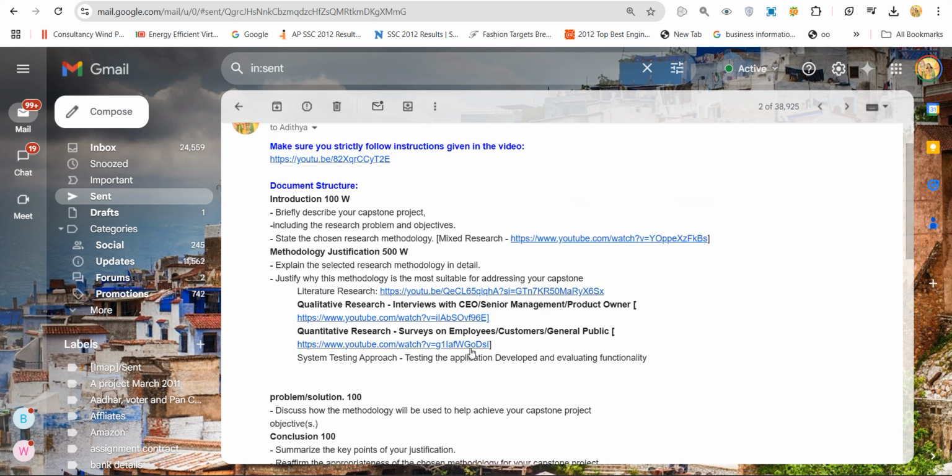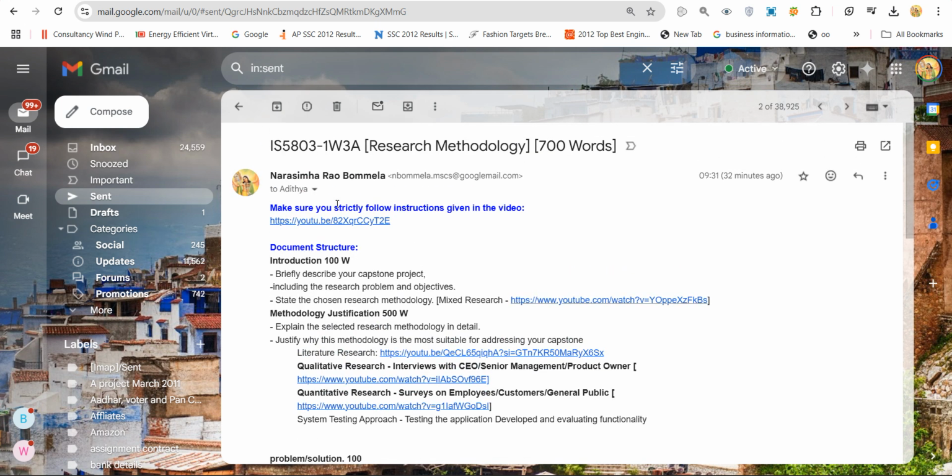Okay. So now let us start understanding the different sections and concepts associated with the research methodology paper. First point here is the introduction section, which consists of 100 words. So please start briefing about your selected capstone project. You already worked on the last two documents, so make sure you give a brief introduction of the capstone project.